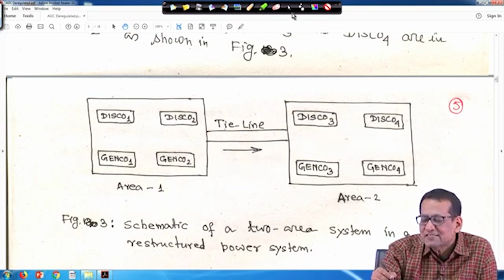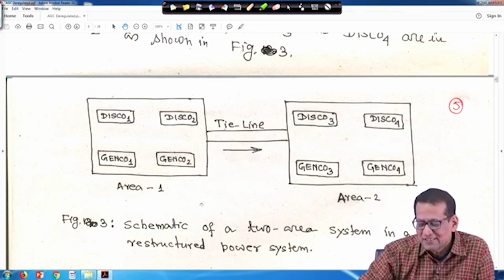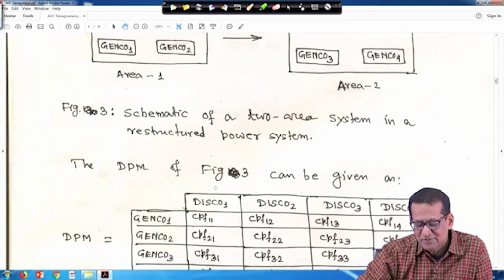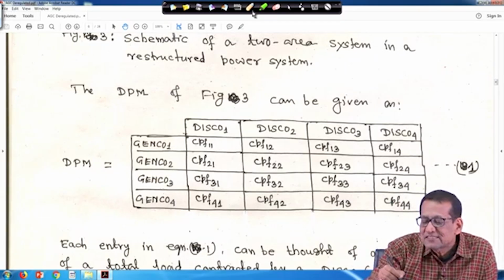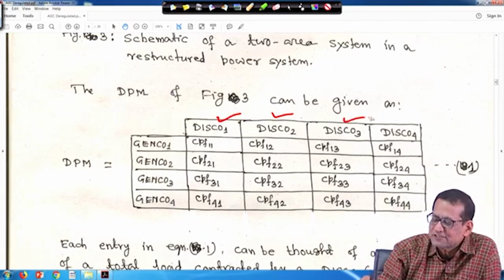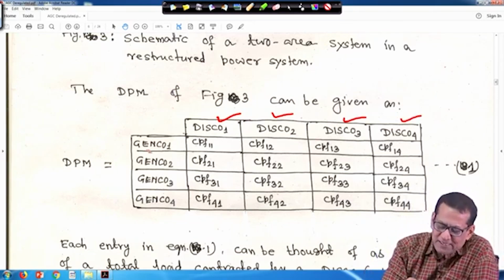Now, the question is how, based on that, to form your DPM, that is the DISCO participation matrix. Suppose the horizontal one is DISCO 1, DISCO 2, DISCO 3, DISCO 4, and the vertical one is GENCO 1, GENCO 2, GENCO 3, GENCO 4.